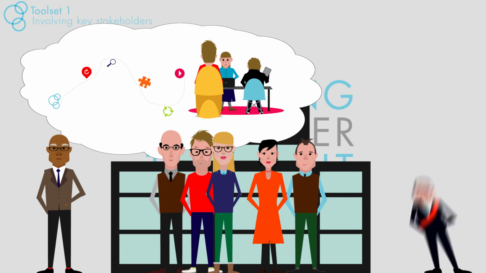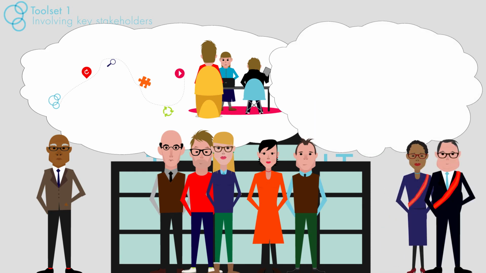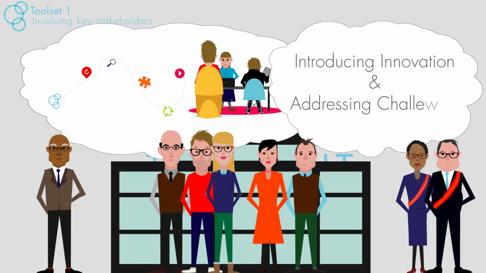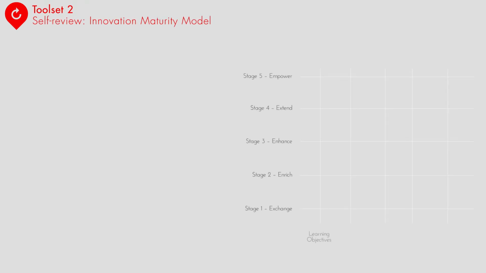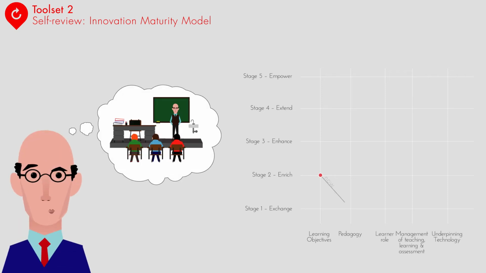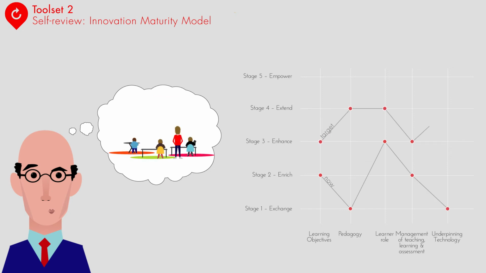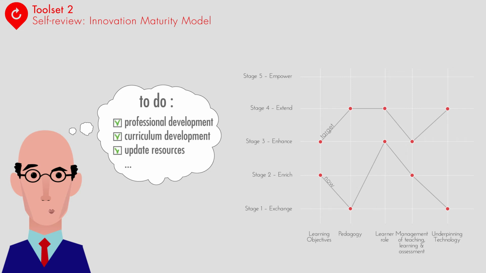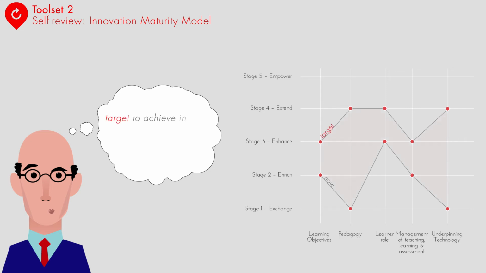Equally, a national ministry or regional authority may use the toolkit to work with a group of head teachers and technology providers to develop a national or regional strategy for introducing innovation or dealing with a challenge. Toolset 2 covers innovation maturity modelling. On its own, innovation maturity modelling can be a valuable way for a teacher or for school administrators to identify how advanced or innovative their classroom or school is, and what they may want to do to encourage greater innovation. This step sets a target to achieve in terms of the degree of change that is realistically achievable.